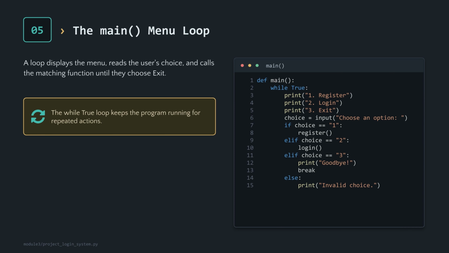Tying it all together is the main function, our menu loop. We wrap everything in a while True loop, so the program keeps running for repeated actions. Each time around, it prints the 3 options, reads the user's choice, and calls the matching function. Register for 1, login for 2, and for 3 it says goodbye and breaks out of the loop. Anything else prints invalid choice and simply loops again, so the menu never leaves the user stuck.